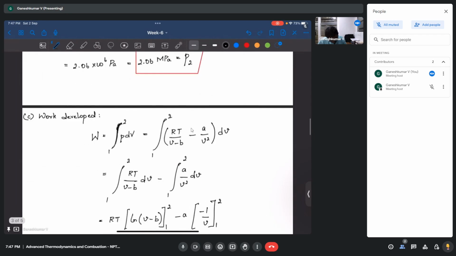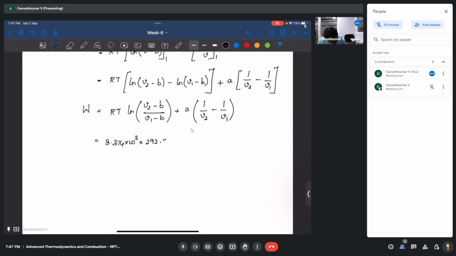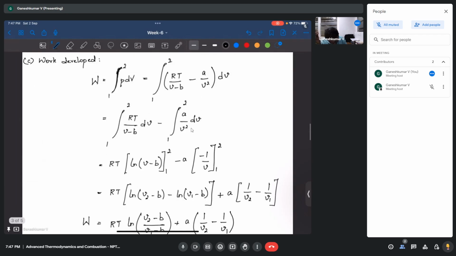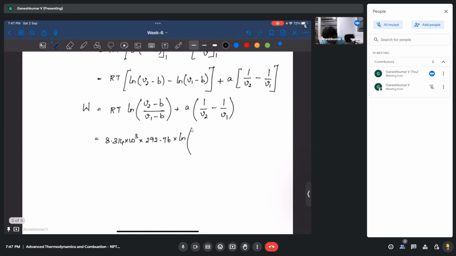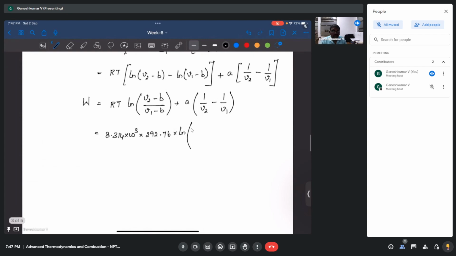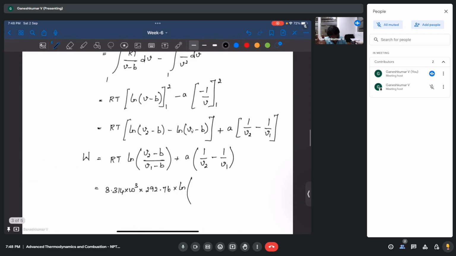297 or something, 76. We can just simply write 293 also, no problem. V2. Again, this is going to be in molar basis, so all these are in molars. Then work done also will be in kilojoules per mole, right? And then you need to take into account the mass, how many moles are contained in that 2 kg mass. And once you multiply that, then you will be able to get the total work done.